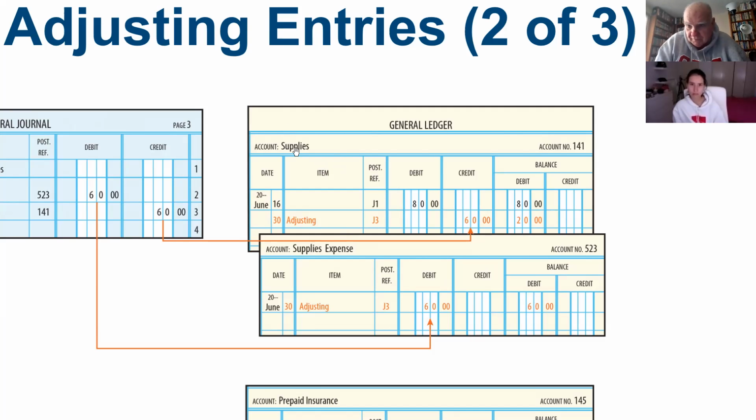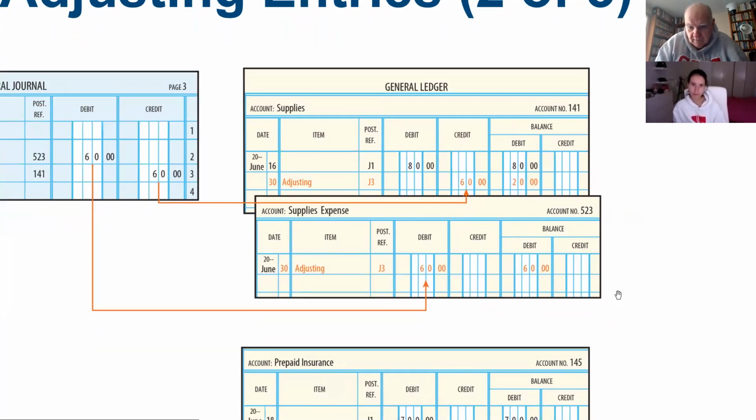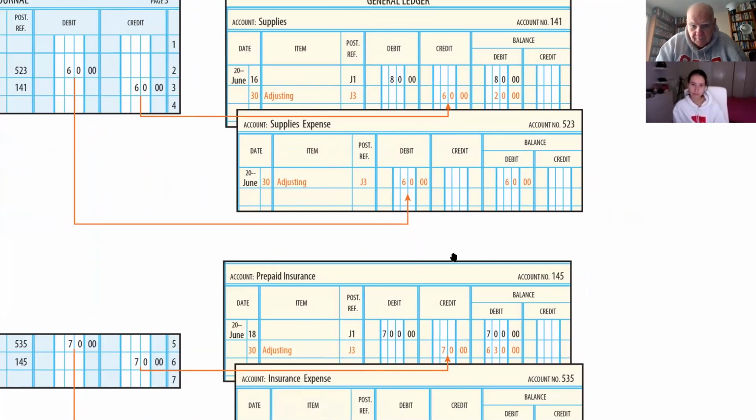This is the prepaid account. That's not supplies expense. That's the prepaid supplies. It was 80. Now it's down to 20. This went from 0 to 60. And they're just showing you the other accounts.